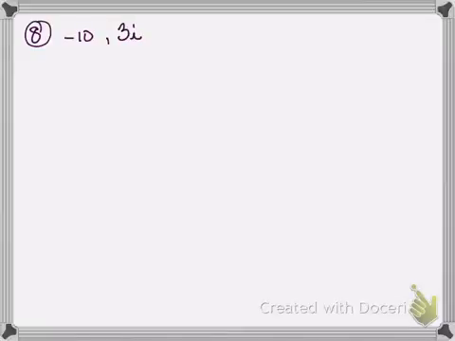Okay, here is number 8 from our review. Number 8 reads, find a polynomial function of lowest degree with rational coefficients and the following as some of its zeros. So we are given that two of the zeros are negative 10 and 3i.